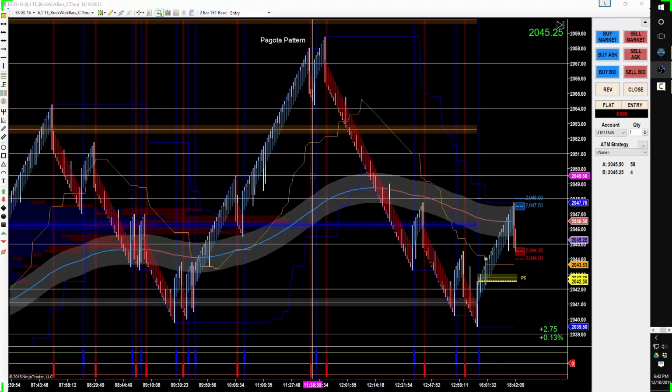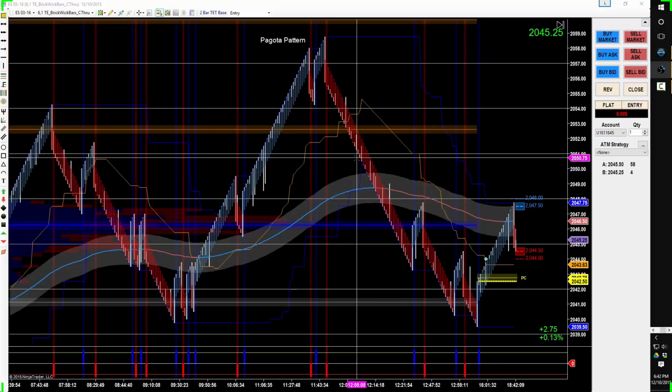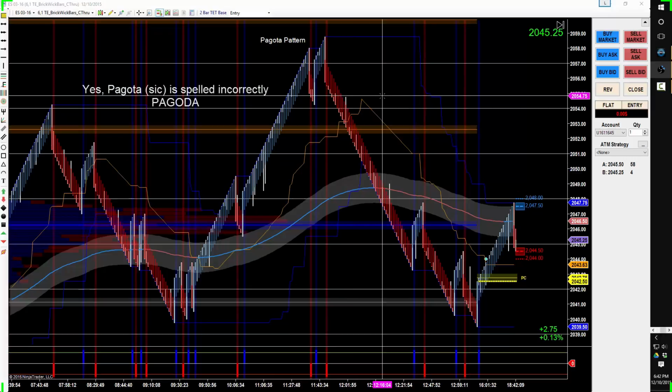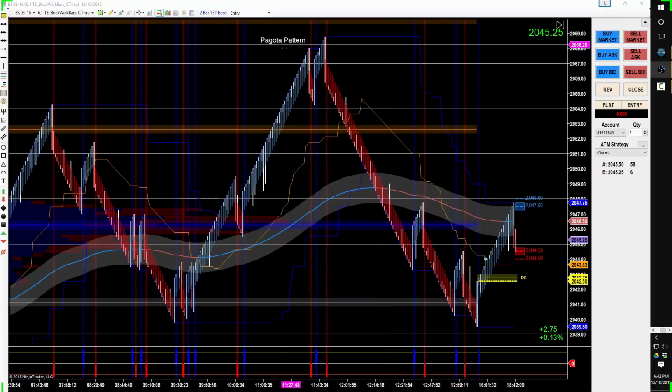I wanted to identify the Pagoda Pattern. Once again, I've done some videos on this in the past. Keep in mind, trading is all about visual price patterns, and the Pagoda Pattern is one of the more high probability setups that we have when we're trading the BrickWick. So I've marked it up here, Pagoda Pattern. Let me just walk through it again real briefly.